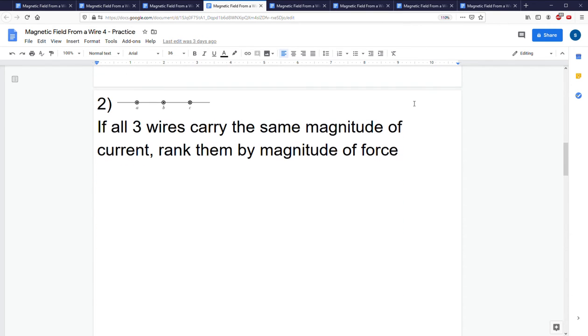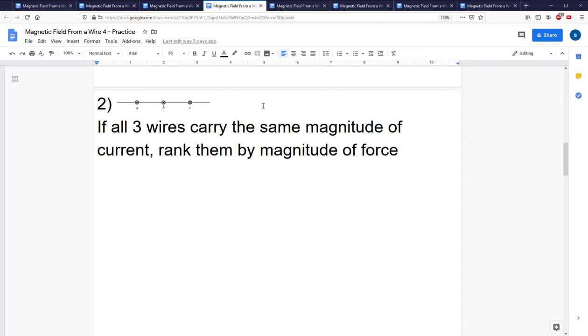Problem 2. If all 3 wires in this diagram carry the same magnitude of current, rank them by magnitude of force. Please pause the video and attempt this problem. So for this problem, we are not going to use numbers. We are going to try to solve this qualitatively. So remember, in these diagrams, a circle with a dot represents the direction coming out of the page, and a circle with a cross represents the direction going into the page. So wires A and B have currents coming toward us, and wire C has current going away from us.